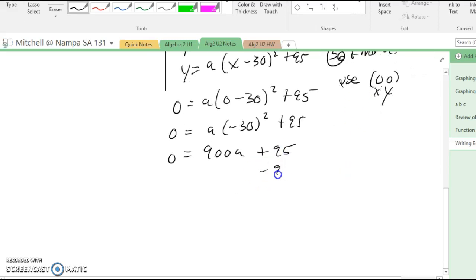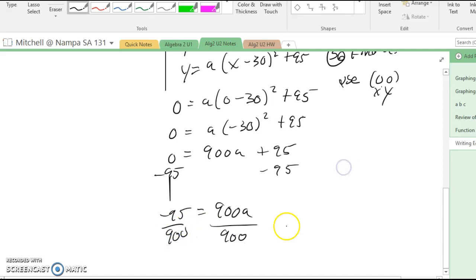Then we're going to subtract 95 over. So we're going to get -95 is equal to 900a. And we're going to divide by 900. So we're going to get a is equal to -95 over 900. And I believe we could divide top and bottom by 5, so we can reduce it if we wanted to. We don't have to reduce it. So let's see here. Dividing this by 5 would be 19 over 180 if you wanted to reduce it.